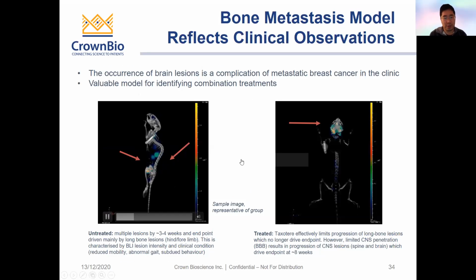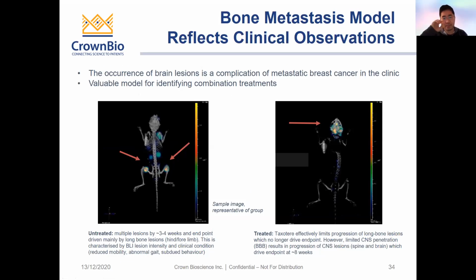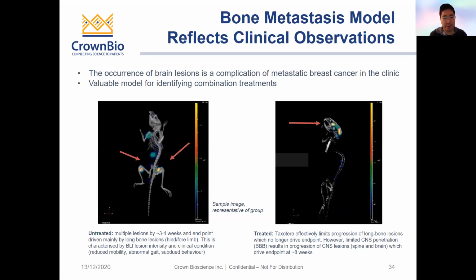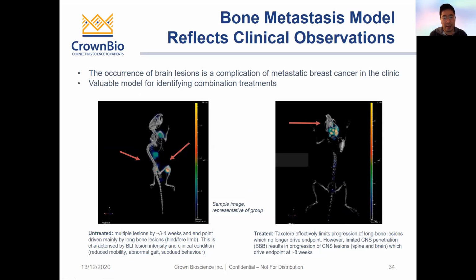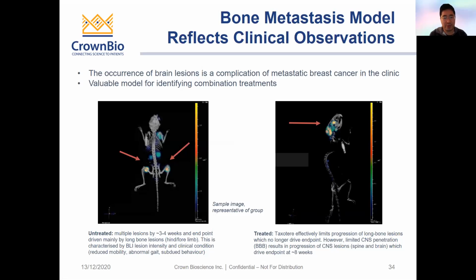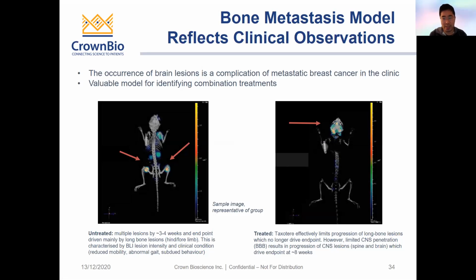So here's a very quick graph. On the left, we can see there are multiple lesions all across the body. Endpoint is probably at about 3 to 4 weeks, and this is mainly driven by the long bone lesions. That's a vehicle. On the right is a treated group. It's representative of the treated group.